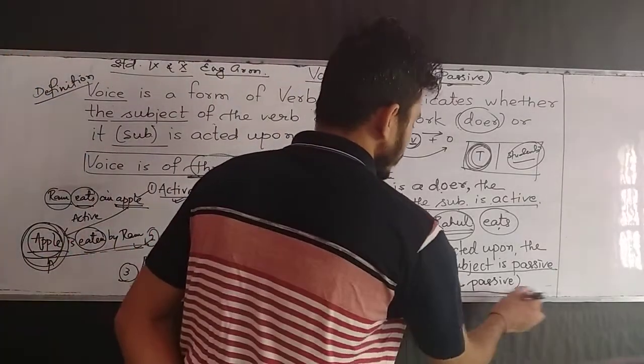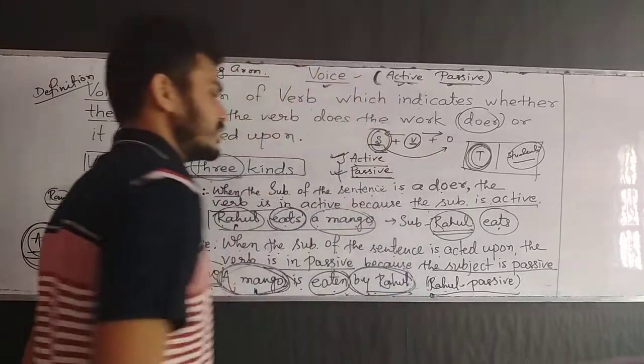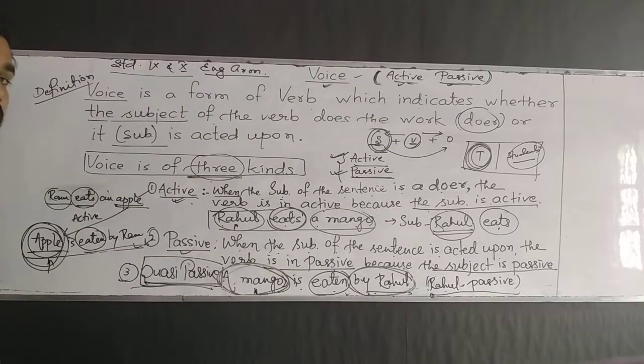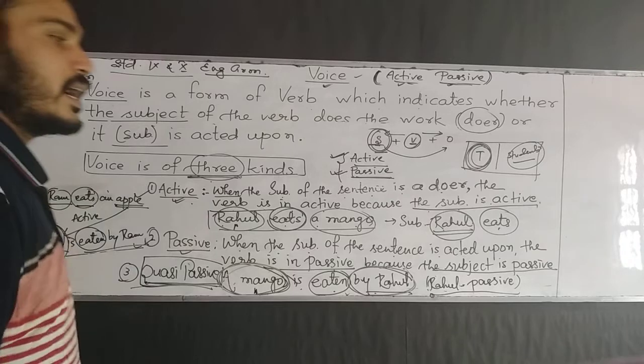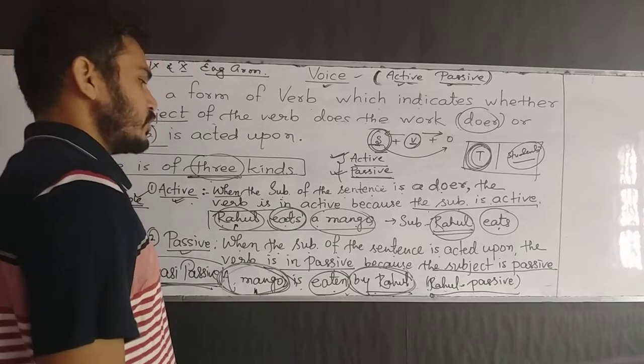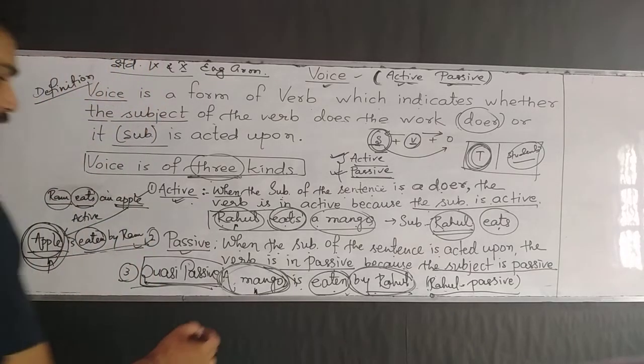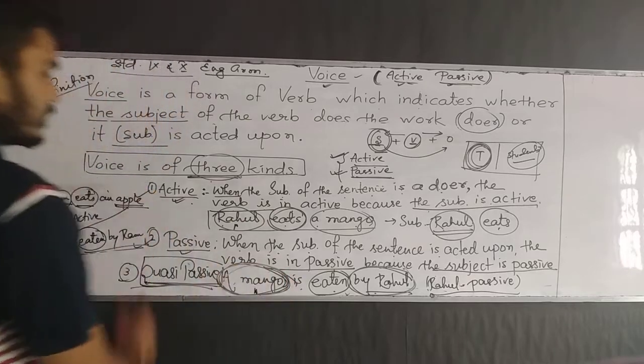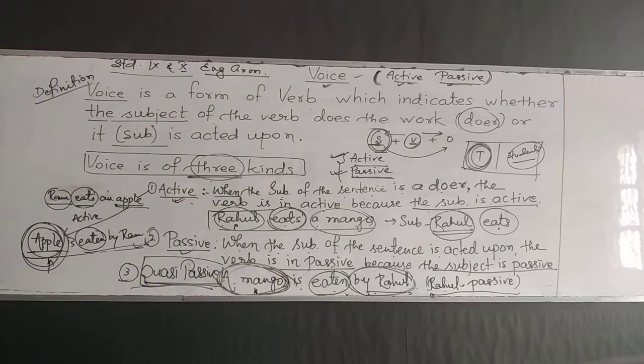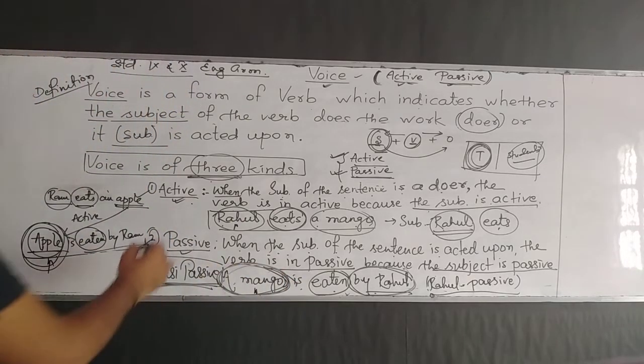So Rahul is passive over here at the end of the sentence as an object over here, right? But it is not an object. Actually, the subject is taken at the last of the sentence to make it into passive, right? Because we are giving the priority to the object of the sentence. So this is how we understand the active and passive.